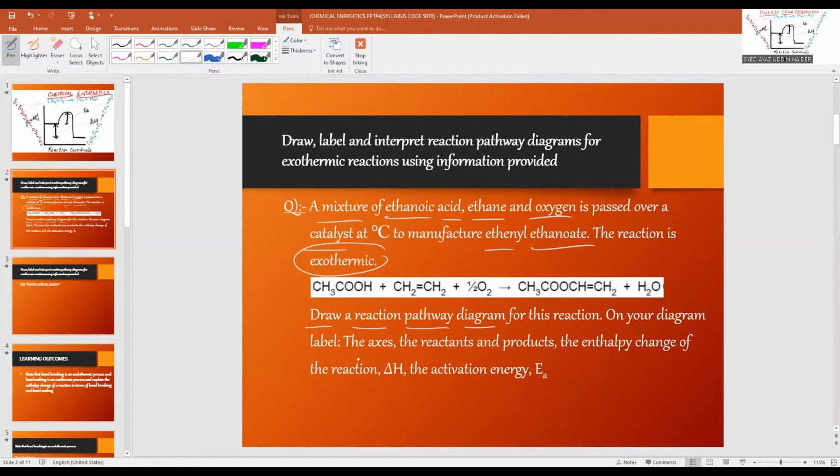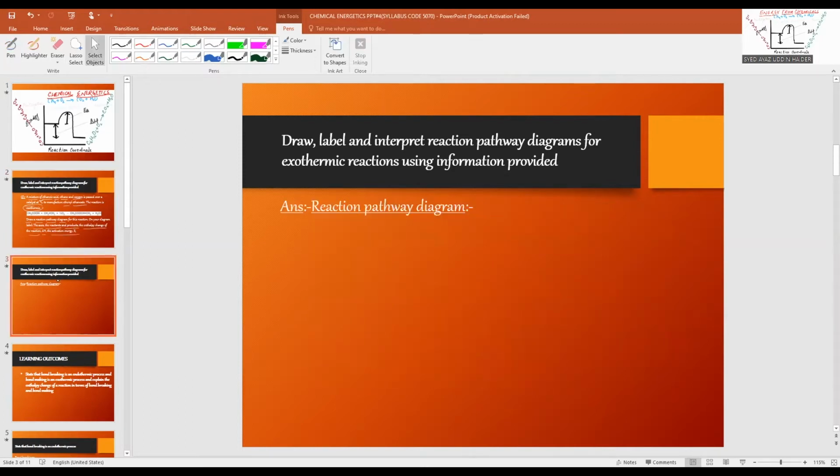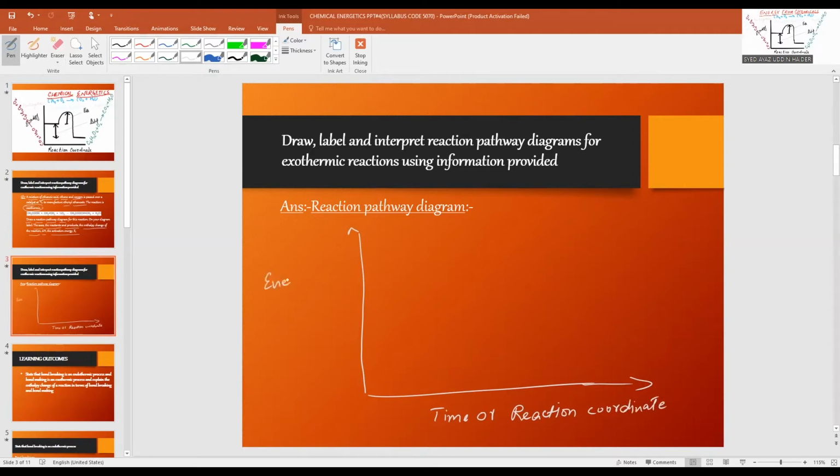And in the diagram, you have to label the axis, the reactants, products, the enthalpy change of the reaction, that is delta H, and the activation energy, EA. Now let's start working. First of all, we'll draw the y-axis and x-axis. Well, you know that we have to write time or reaction coordinate on the x-axis, and on the y-axis you have energy or temperature. I'm writing energy here. The unit will be centigrade.